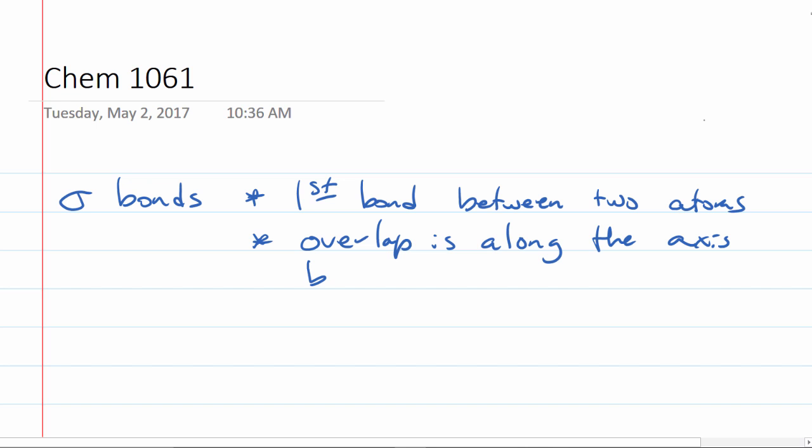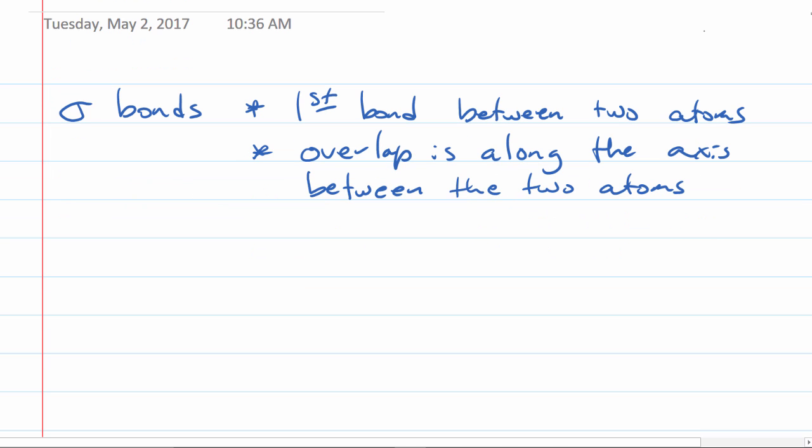Between the 2 atoms. And I apologize for not getting this printed out for you. This has been an insane week here. And then the last piece we'll just save for later.